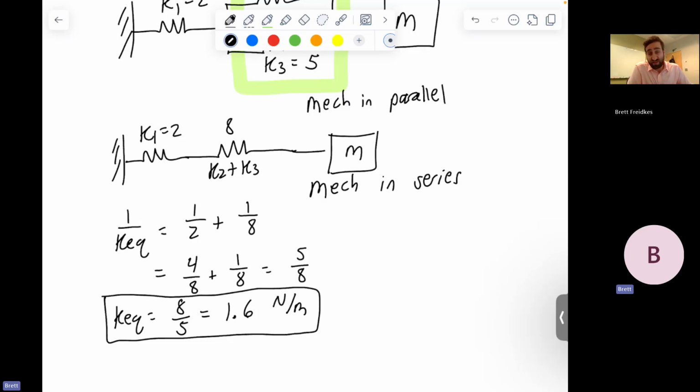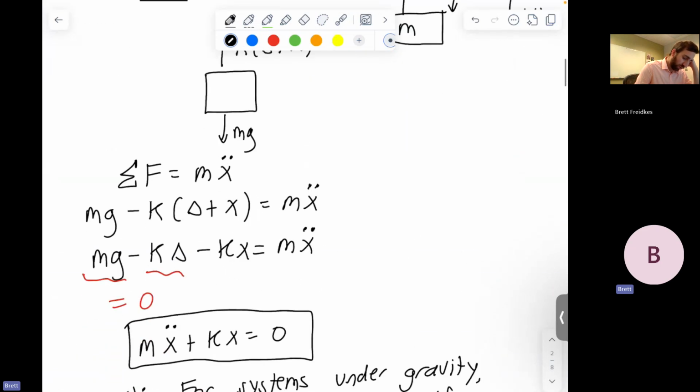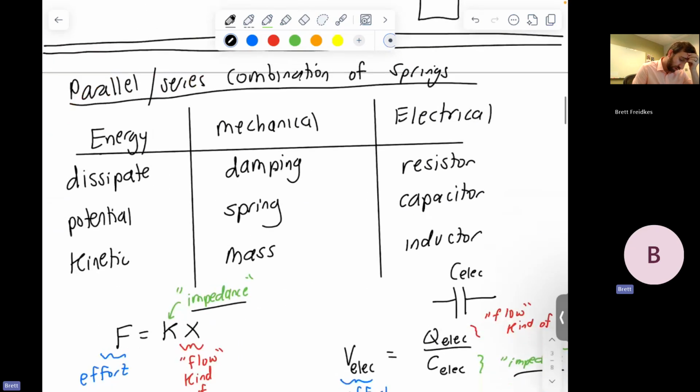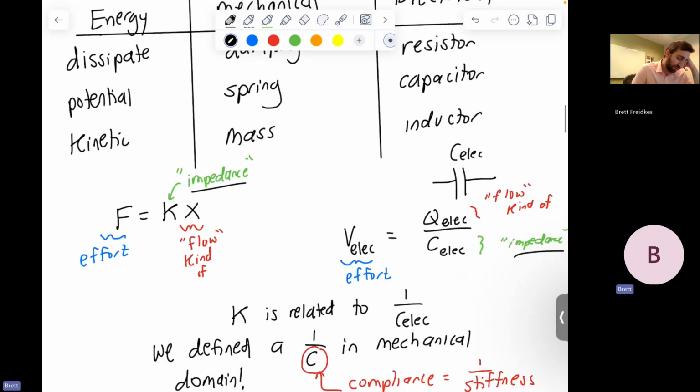So I can have a bunch of stiffnesses in a system that we can combine depending on if they're in parallel or series. When we get to lumped element modeling in a couple of weeks, we will see how important understanding how things combine in parallel or series, and how we can model them, will end up becoming. But to summarize, we first went through the idea of gravity not really having an impact if we assume our equilibrium point is where the mass is attached. But once we go to parallel and series combinations of springs, we can relate them to the electrical domain.